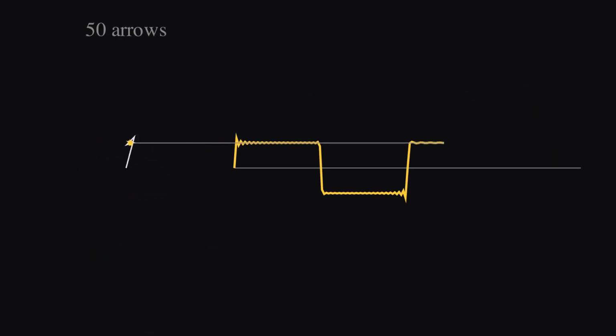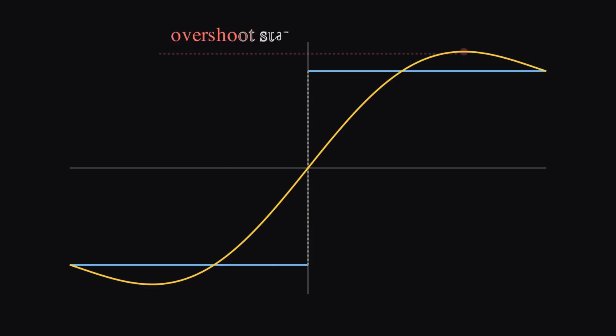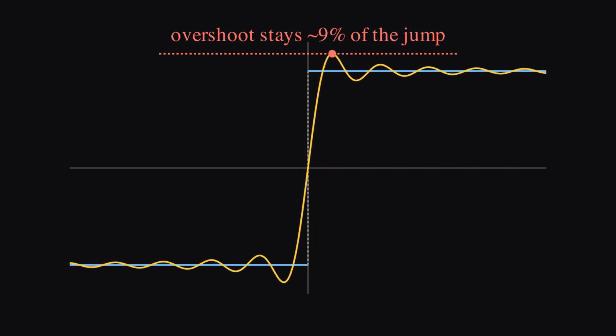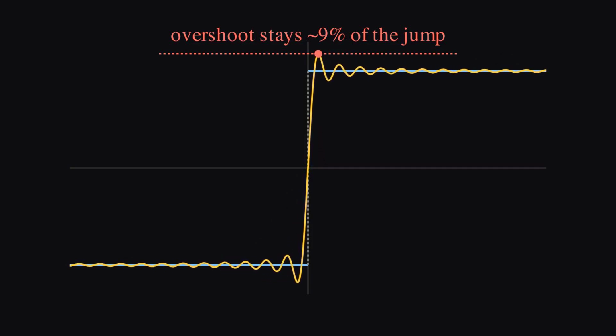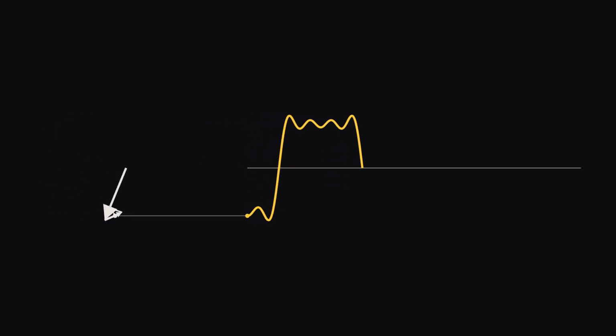20 arrows. 50. The round sines have fused into flat plateaus joined by near vertical walls. Roundness, added up in the right amounts, has become a corner. One honest catch: right at each jump, a little overshoot sits there and refuses to leave. Add more arrows and it gets thinner but never shorter. The sum equals the square wave everywhere except exactly at the cliffs, where it lands right in the middle of the jump.